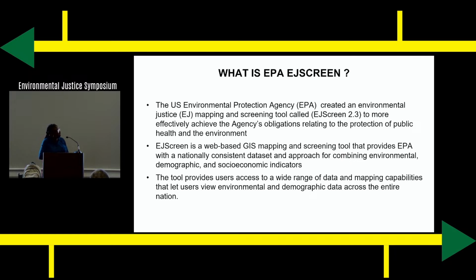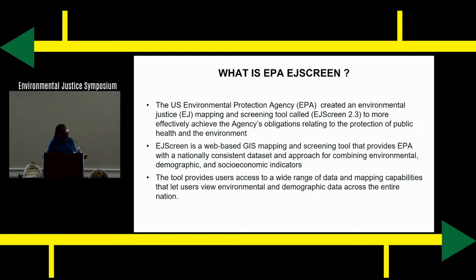The EJSCREEN tool is also a web-based GIS mapping and screening tool that was developed using GIS software. And how they do that is get different data sets, and these data sets are overlaid in the GIS tool to produce maps that represent different environmental and socioeconomic burdens. Those data sets, we call them indicators, and when they are categorized together, we call them domains. So in the tool, we have different domains, and each domain has its different indicators.